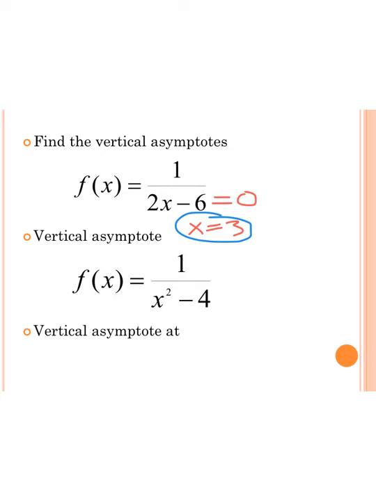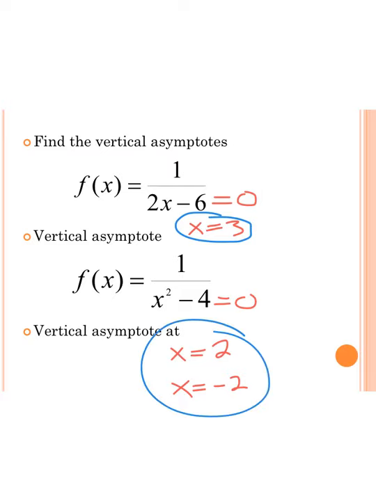We can do the same thing with our other example. We have 1 over x squared minus 4. We're going to go ahead and set that equal to 0. And if I were to solve that, I end up getting x is equal to positive 2, and also x is equal to negative 2. Now again, what that means is these are the two values that if I plug them into my denominator, I'd actually get a 0. So those are going to end up representing my two vertical asymptotes.